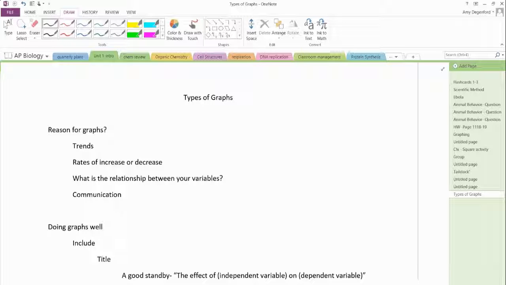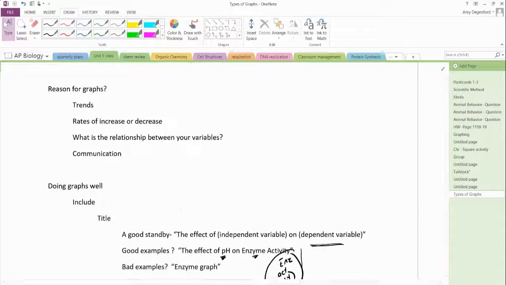Now, you've heard us in previous classes talk about this. We want to see the trends in our data. We want to see whether or not something is increasing or decreasing. We want to be able to measure how much it's increasing or decreasing, finding the rate of change. Maybe we need to find if there even is a relationship between your variables. Is there a strong correlation? Is something happening? Maybe there's nothing happening. And then when we're communicating, when we're writing in a lab report, and you'll see this in journals, a good graph can communicate this well.